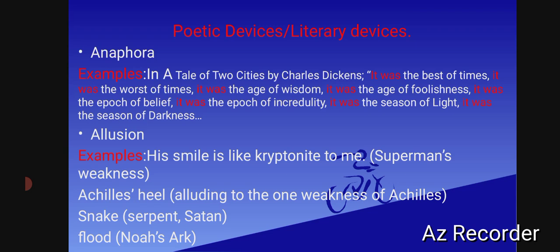Allusion basically means making reference, and the three types are: biblical allusion, where your reference is the Bible; classical allusion, where your reference is Greek mythology; then we also have historical allusion, where your reference is events that happened in the past.